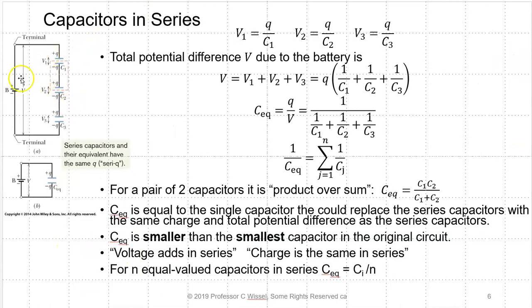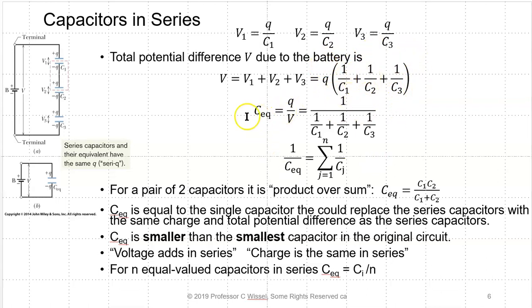Now we're going to turn this series circuit into this one, so that we will find the equivalent capacitance that could replace all of these. So we end up with V1 equals Q over C1, V2 equals Q over C2, V3 equals Q over C3. The total potential V due to the battery is V equals V1 plus V2 plus V3. And we can combine this.